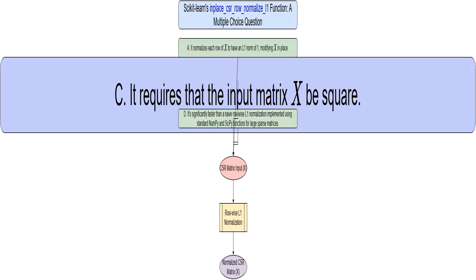This statement discusses how the function behaves with rows containing only zeros. A zero row has an L1 norm of 0. The question is whether the function manages this situation without causing problems like errors or undefined results. To know for sure, you would check the scikit-learn documentation.